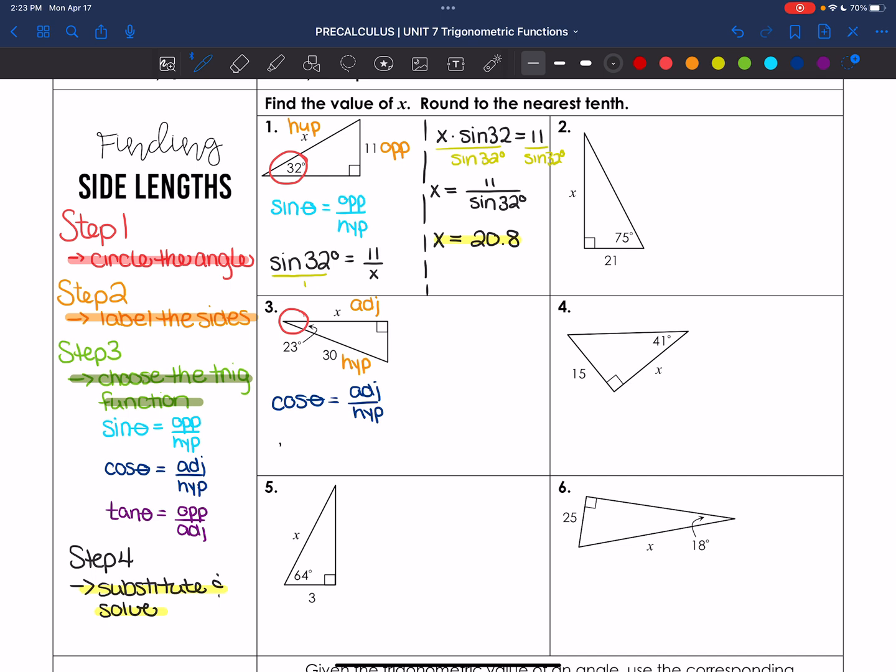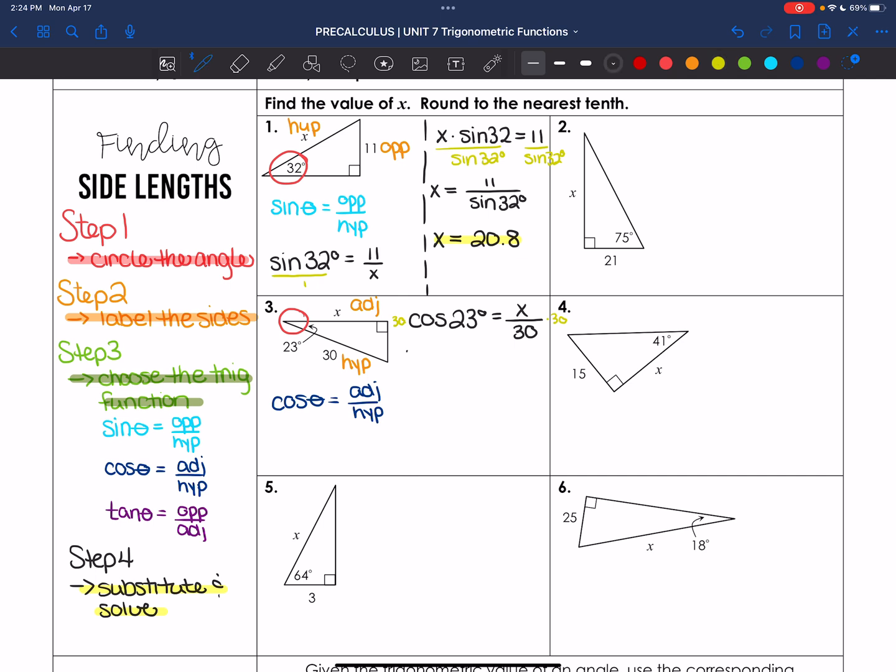That's going to be cosine of 23 degrees equals the adjacent side, which is x, over the hypotenuse, which is 30. You know what? I've got room for this. I'm just going to start it up here at the top. All right. Now, ladies and gentlemen, what do we need to do to get x by itself? Right now, it's been divided by 30, so I'm going to go ahead and multiply by 30 on each side.